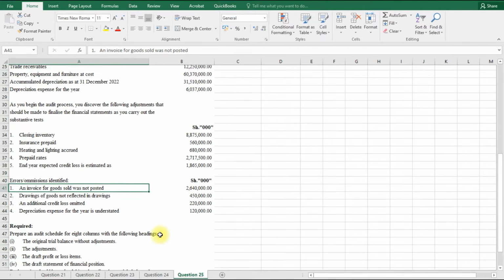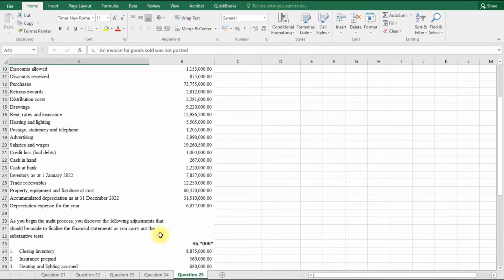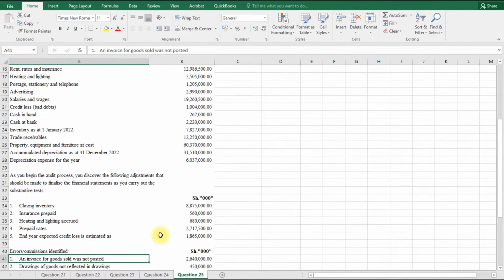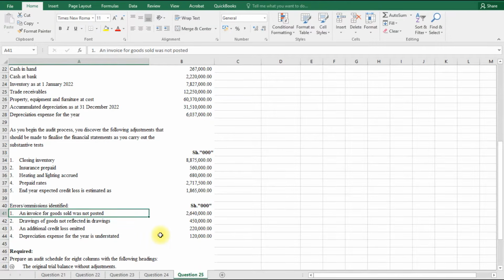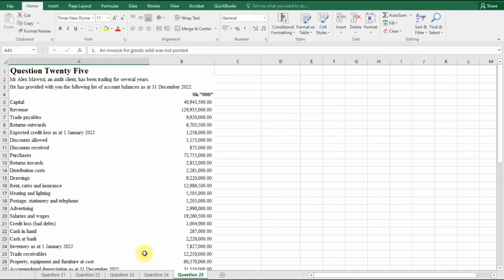was about auditing, whereby you have been given a list of balances here, and the closing balance is there, some errors and omission identified, and you are supposed to prepare an audit schedule for 8 columns with the following heading: the original trial balance without adjustment, the adjustments, the draft profit or loss, the draft statement of financial position, and each section should have a debit and a credit column duly balanced. So those are the 5 questions that was tested for this April 2023 sitting under the business data analysis.